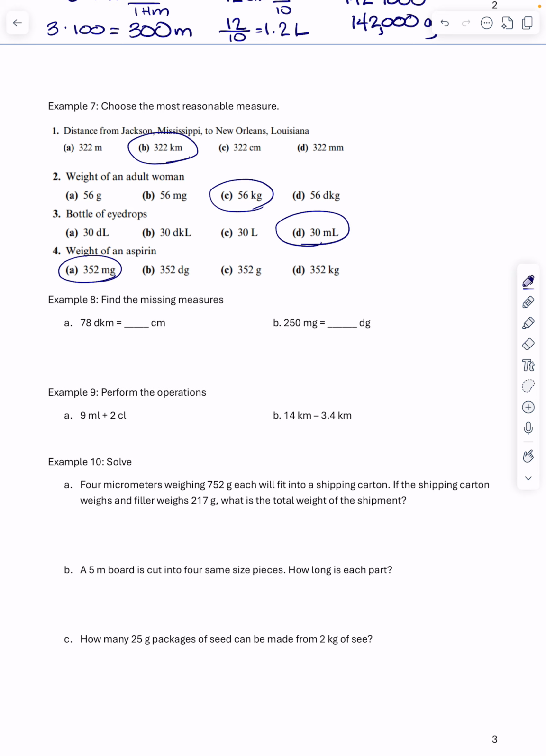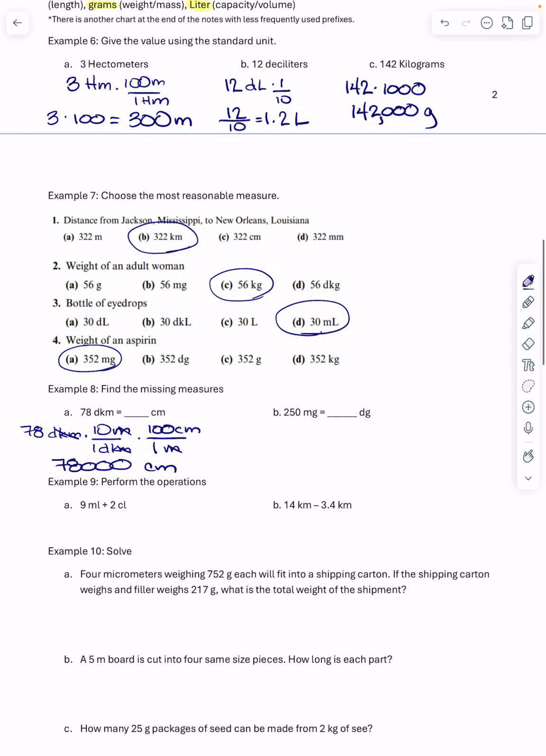Now, example 8. I've got 78 decameters. I want to convert to centimeters. I am going to use unit conversions because I remember that 1 decameter is 10 meters. And if I'm converting from meters to centimeters, 1 meter is 100 centimeters. This ends up with 78 times 1,000. I get 78,000 centimeters.